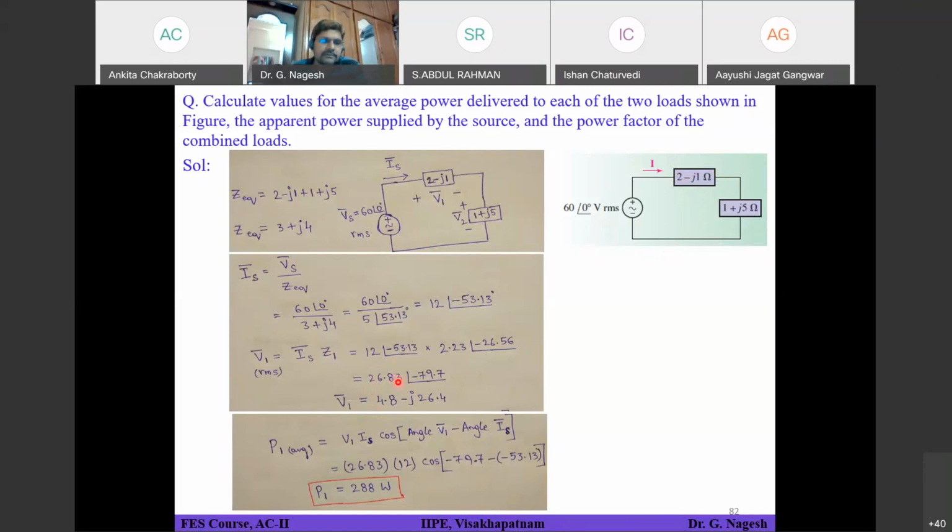26.83 is your RMS value of voltage V1. 26.83 whole square divided by 2. Sir, that should give you 288 watts. How much? Sir, it comes to 359 watts.